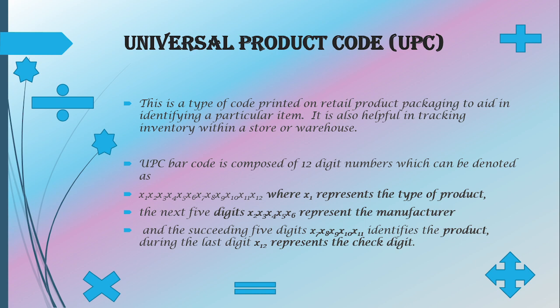Next, the Universal Product Code or the UPC. This is a type of code printed on retail product packaging to aid in identifying a particular item. It is also helpful in tracking inventory within a store or warehouse. A UPC barcode is composed of 12-digit numbers which can be denoted as X sub 1, X sub 2, X sub 3 until X sub 12, where X sub 1 represents the type of the product. The next 5 digits represent the manufacturer and the succeeding 5 digits identify the product. The last digit represents the check digit.